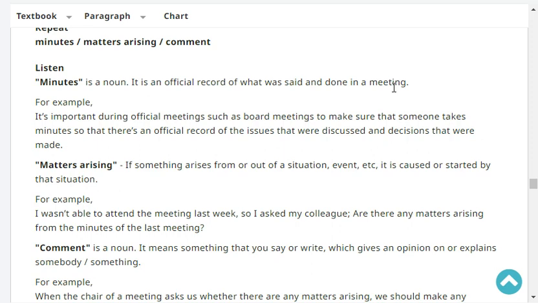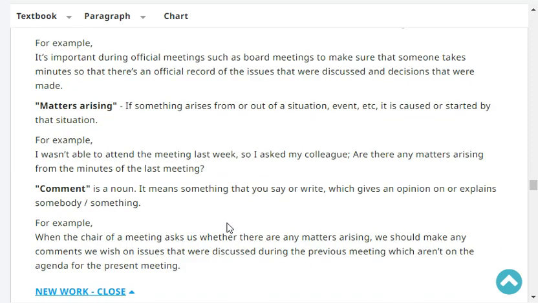Matters arising. If something arises from or out of a situation or event, etc., it is caused or started by that situation. For example, I wasn't able to attend the meeting last week, so I asked my colleagues, are there any matters arising from the minutes of the last meeting?